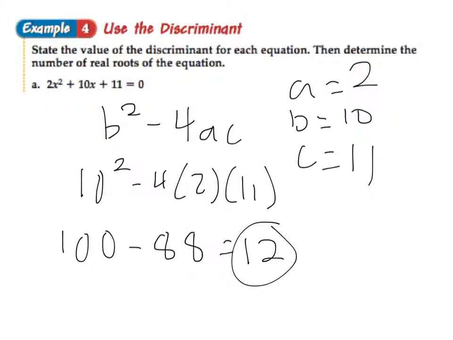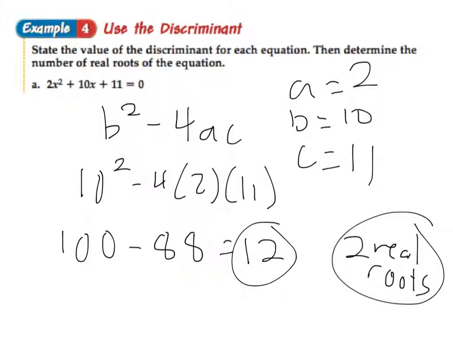Now remember what we have to think about. If the number inside the discriminant is positive, then this is going to have two answers. That means if we were to factor this, it would have two answers, or two real roots. That's what we'll call it. Just to refresh your memories, remember if it's negative, it has no real roots. If the discriminant is zero, then it's one real root. And if the discriminant is positive, then it has two real roots.